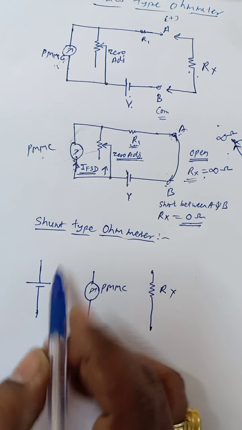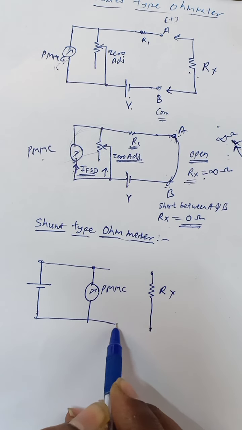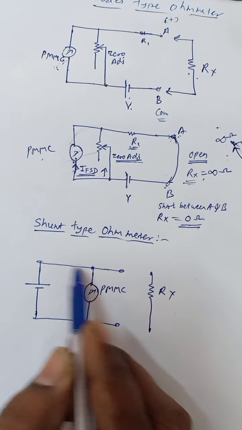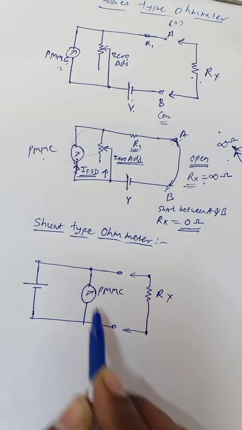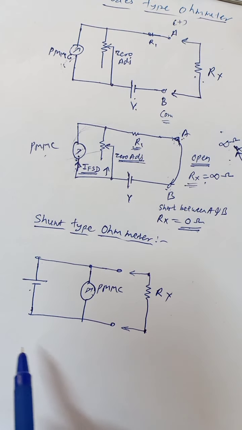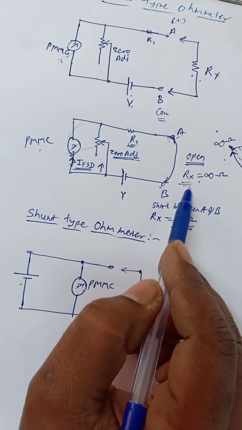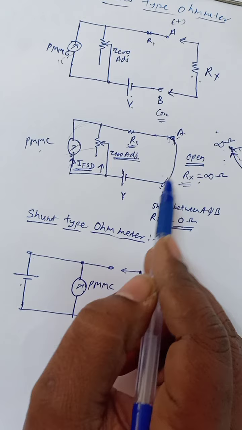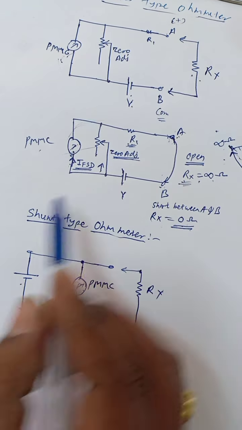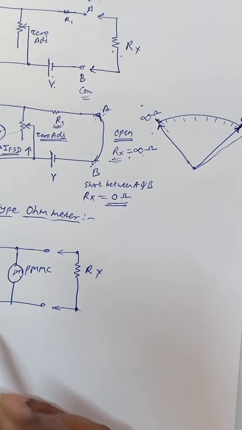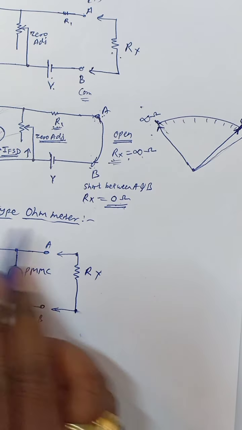We know that the internal voltage source and the PMMC form an ohm meter, and you have to connect Rx in parallel. It means that these three are connected in parallel. Now we are going to consider the two conditions that I mentioned already. When the A and B terminals are open, Rx is infinite, and when the A and B terminals are shorted, Rx is equal to 0. So consider this shunt type ohm meter. A and B are the terminals of this shunt type ohm meter.